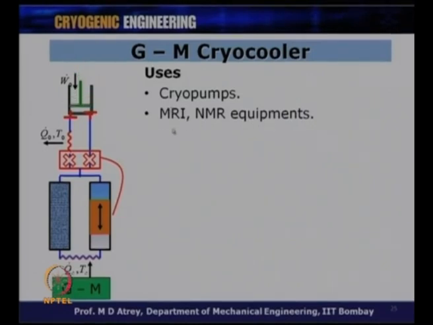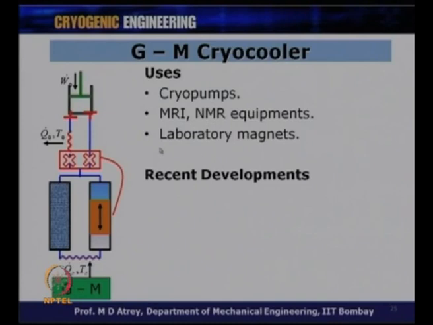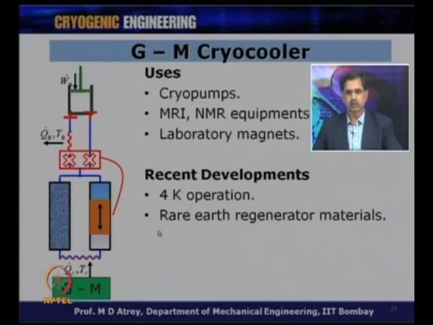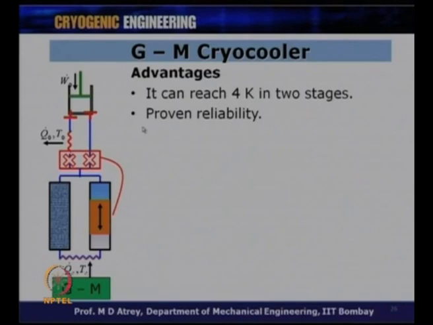On every MRI machine, you find a GM cooler being used for shield cooling. Well, NMR also uses it for cold probe purposes. So, the GM cooler is being used in various applications for cooling of superconducting magnets. Recent developments, one can go for 4 Kelvin coolers, with the use of rare earth regenerator materials in the regenerator for the second stage, and the advantage is it can reach 4 Kelvin in 2 stages.